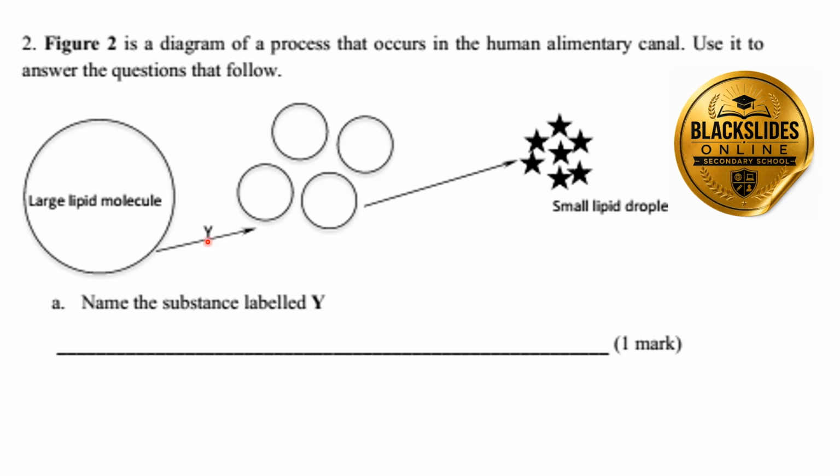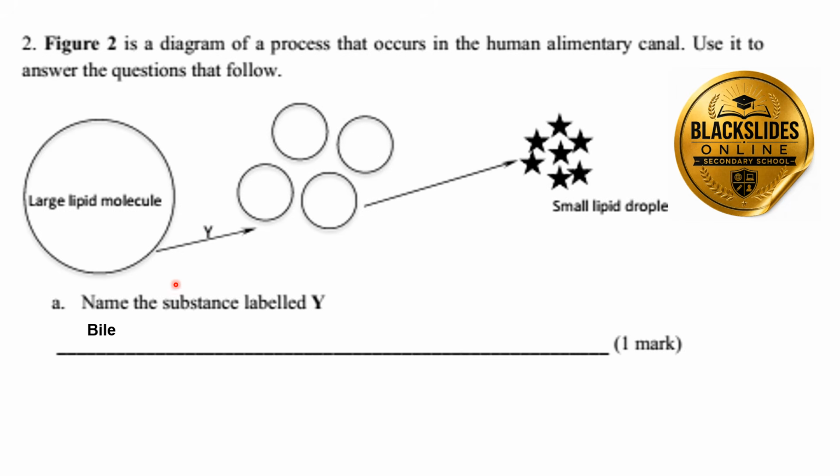For this to happen, the large molecule needs to be acted upon by a substance which is labeled Y. So the question is, name the substance labeled Y. The substance that has to mix with large fat molecules to break them into smaller ones is bile. So this substance is bile. Bile is made in the liver and is stored in the gallbladder.